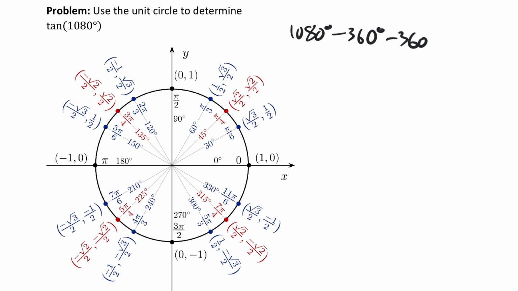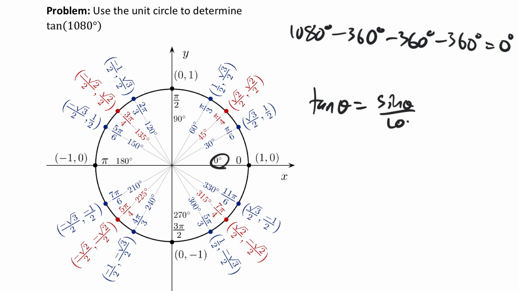That's still not going to get us low enough. Minus one more 360. That's going to give us 0 degrees. Oh, okay, so that's right over here. Tan is supposed to be sine over cos. Well, this one here is the sine. This one here is the cos. So we do 0 over 1. 0 divided by 1 is just 0.